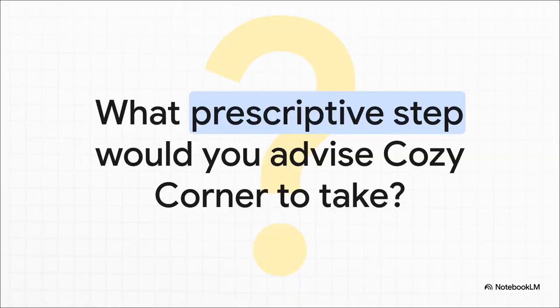So, we've described the problem and we've diagnosed the cause. The next logical step would be predictive, forecasting just how much more profit they'd lose if they did nothing. But the ultimate goal is always prescriptive. So I'll leave you with this question to chew on.